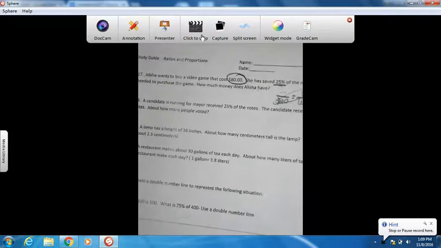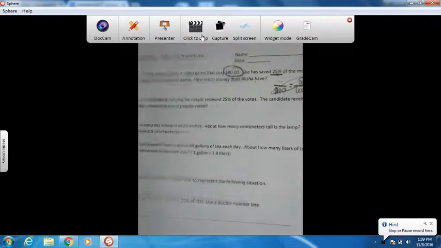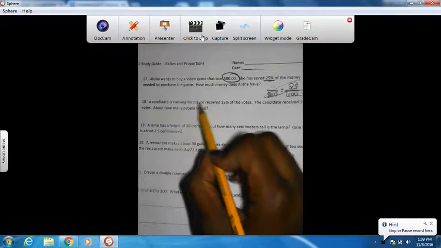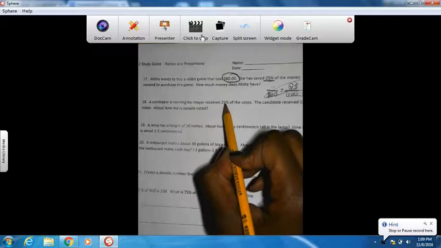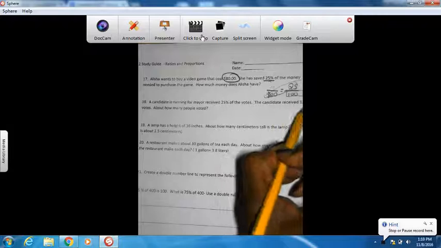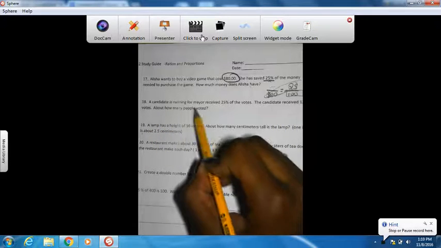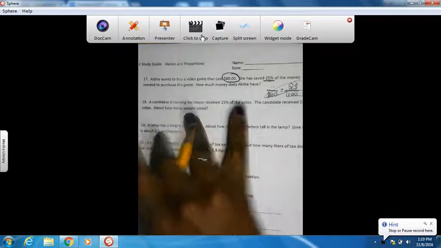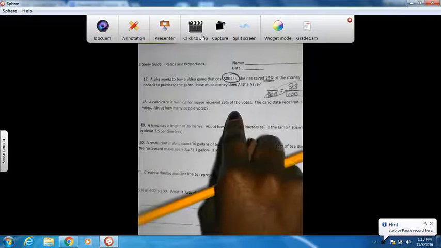Alright, 2. A candidate is running for mayor and received 25% of the votes. The candidate received 12,000 votes. How many people voted? I just want you all to know, I did not write this. I'm sorry about all the bad grammar.